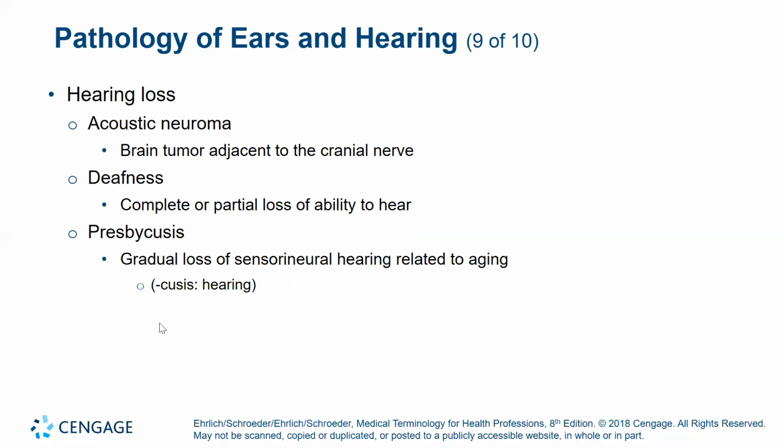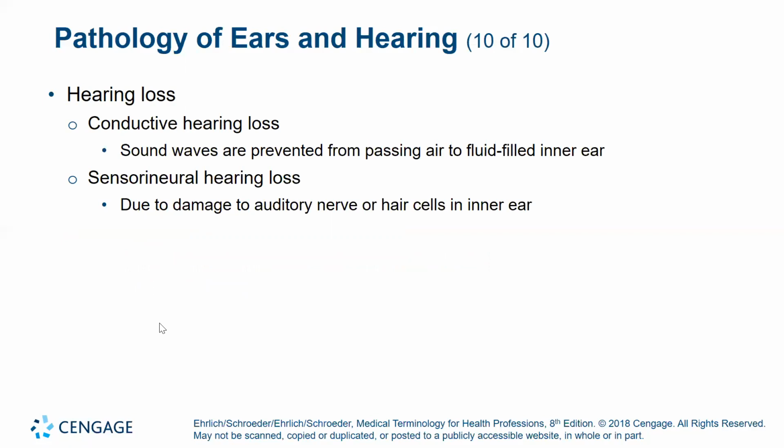Presbycusis, this is related to hearing loss and aging. Conductive hearing loss, and then sensorineural hearing loss. This is due to damage of the auditory nerve or hair cells in the inner ear, which is where you see that hearing loss.